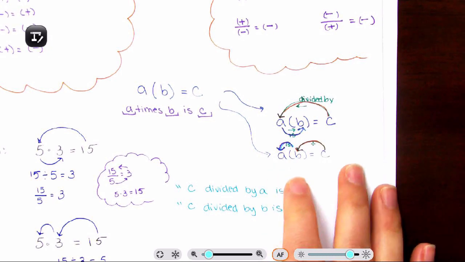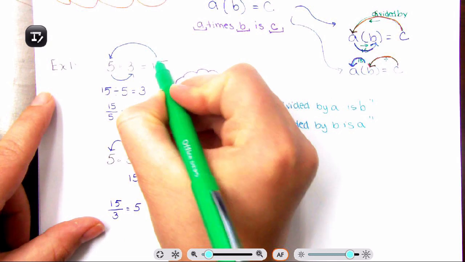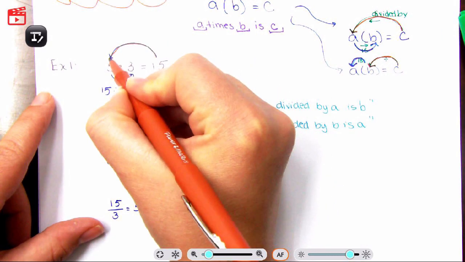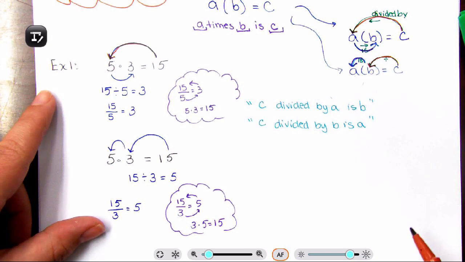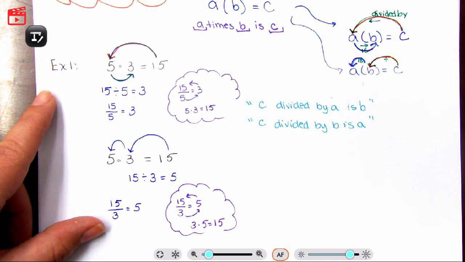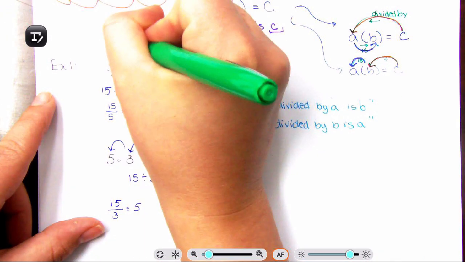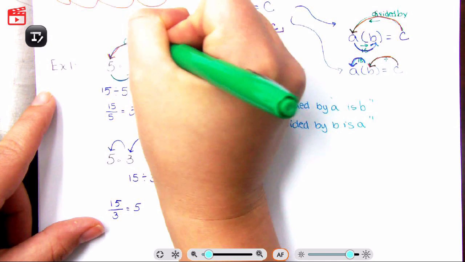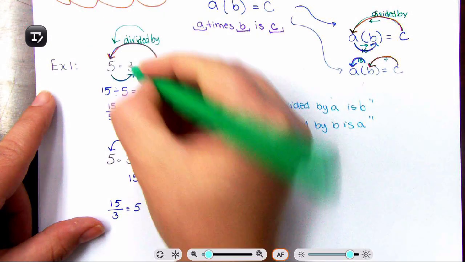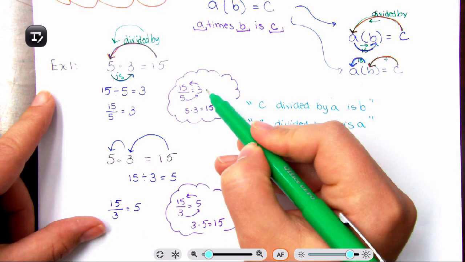Here's an example of what I did. I took my answer, which was 15, and I brought it all the way over to 5. I chose 5. Now my answer is going to be what's left over. So 15 divided by 5 is 3.